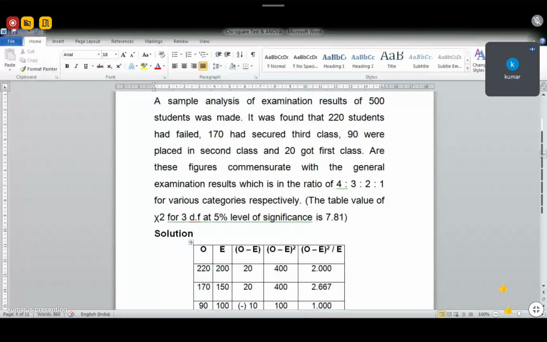Let me move on to the next important part of your examination: correlation.